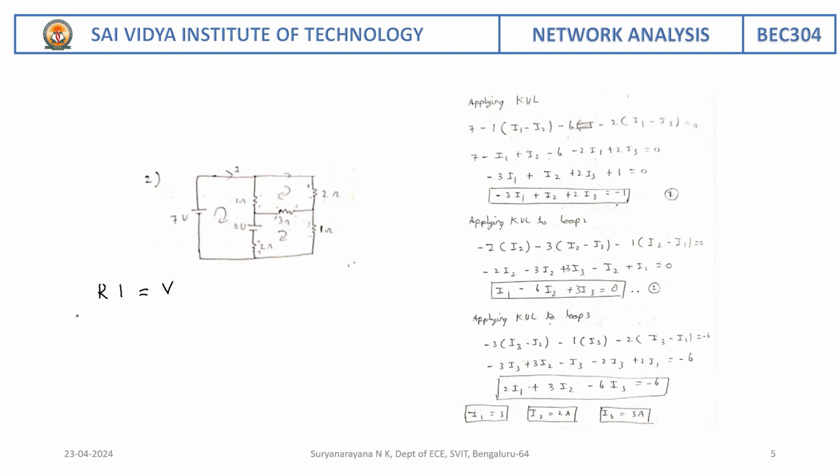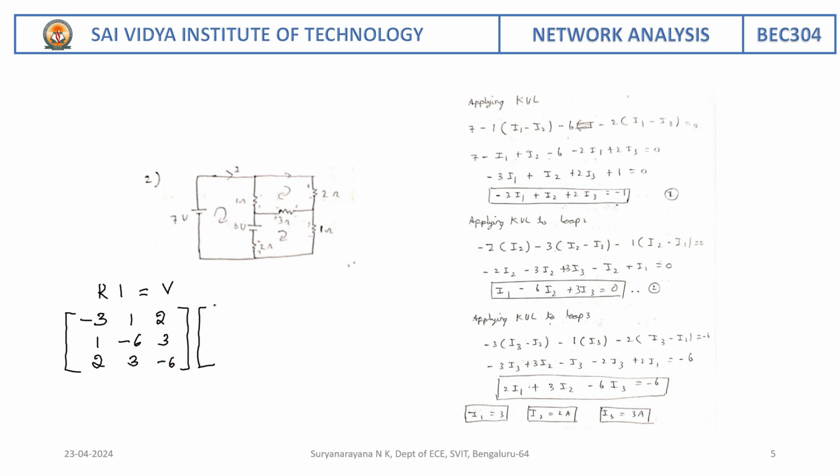So here R is nothing but this one. So here I am going to write minus 3, then 1 and 2. Then I am going to write here 1, minus 6, 3 and 2, 3 and minus 6. This is our resistance matrix.